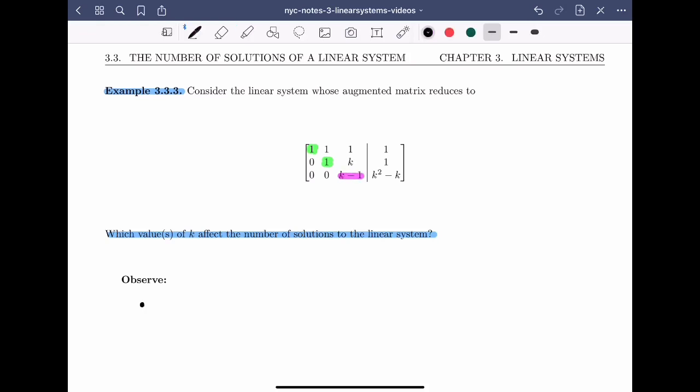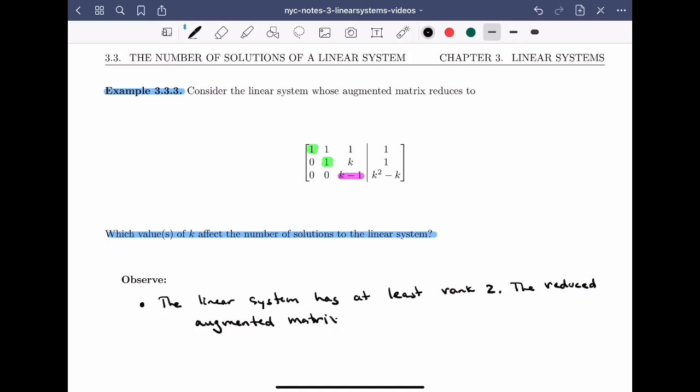So my first observation is that the system has at least rank 2. Another way to say this is that the reduced augmented matrix has at least 2 leading entries.